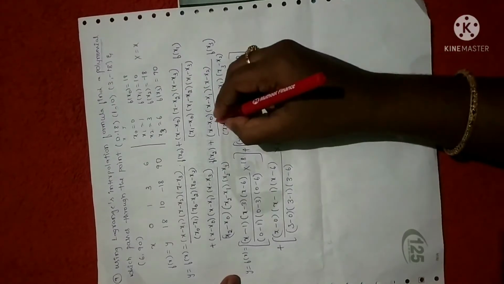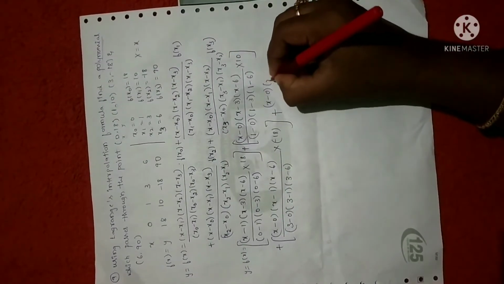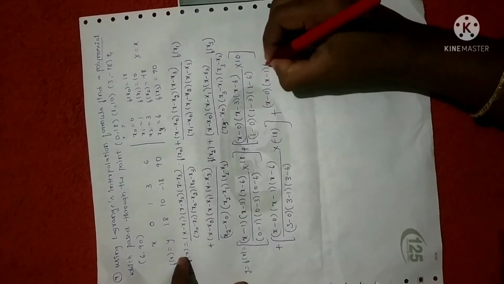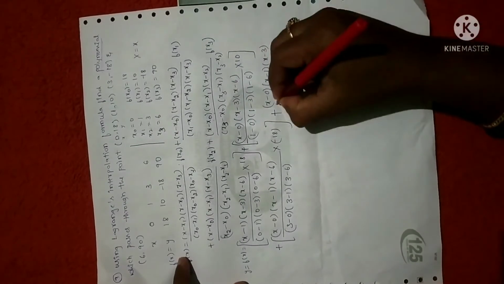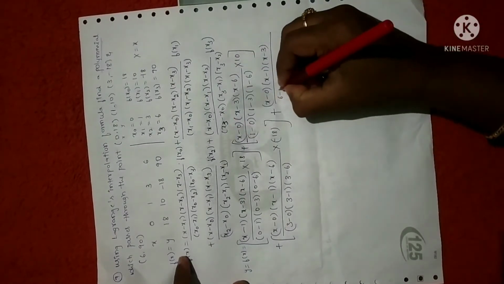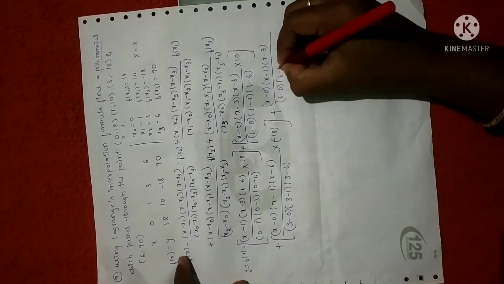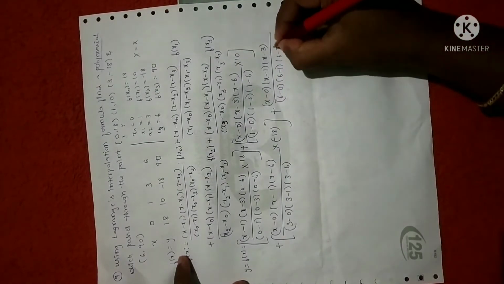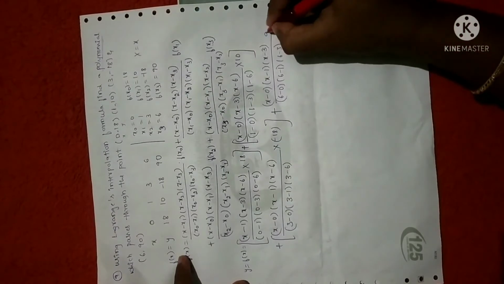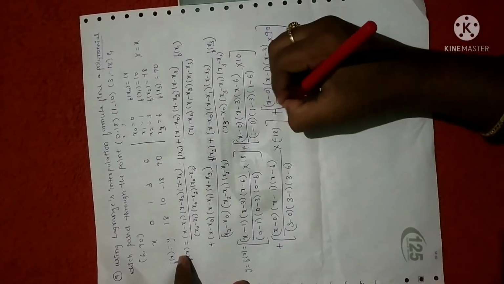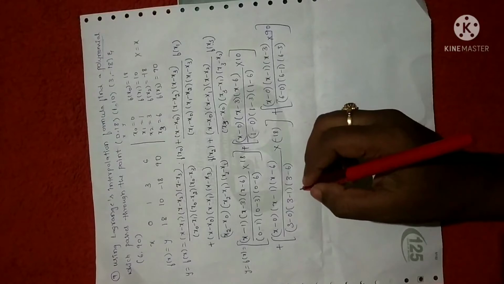It is x minus x0, x0 is 0, x minus x1, x1 is 1, x minus x2, which is 3, divided by x3 which is 6: 6 minus 0, 6 minus 1, 6 minus 3, into f of x3, which is 90. Fine. Once you have substituted, it is easy to simplify.